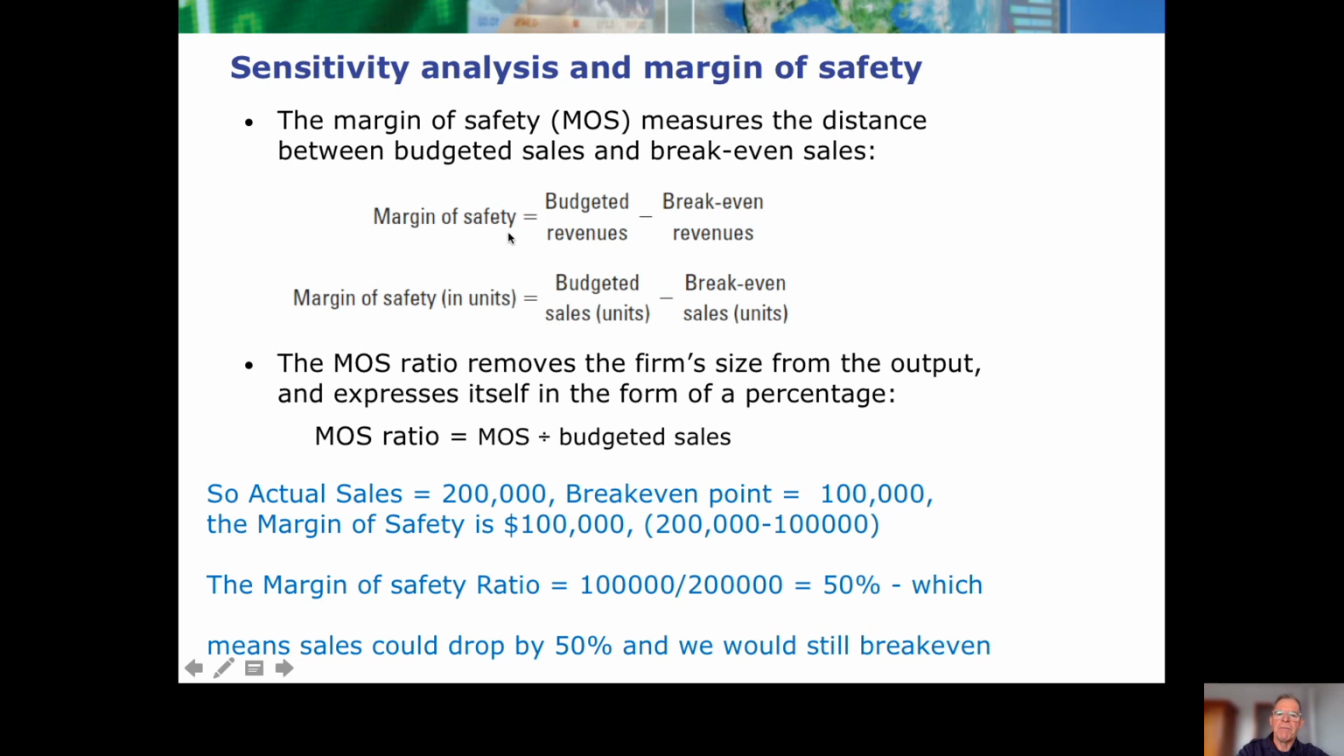Before we do that, though, the margin of safety: just purely, how far above the break-even point are you? The margin of safety ratio is essentially the margin of safety divided by budgeted sales. Imagine we're budgeting sales to be $200,000 and we've worked out the break-even sales point is $100,000. So our margin of safety is $100,000 above the break-even point, if we think we can generate those sorts of sales: budgeted revenue minus break-even revenue. All we do then is obtain that margin of safety in dollars and put it over our budgeted sales. So we've got a margin of safety ratio of 50%, which purely means that sales could drop by 50% and we would still break even.